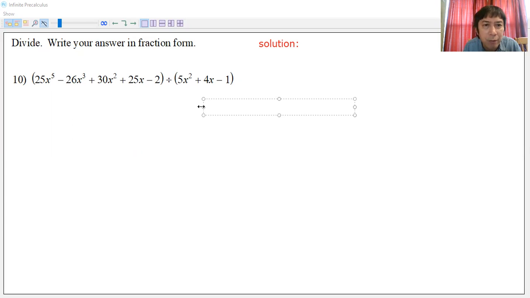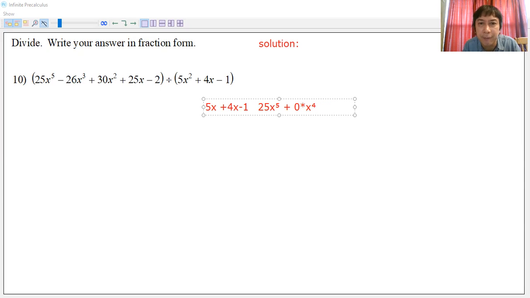All right, and so we shall type this. We shall start with our divisor, 5x squared plus 4x minus 1. There, okay? All right, continue with 25x to the fifth. So see, you can do it with a Unicode, all right? And then minus, we shall use the plus 0, x to the fourth, okay? There's no x to the fourth, so we're going to insert one. So plus 0 times, use the asterisk, and then x to the fourth, okay?